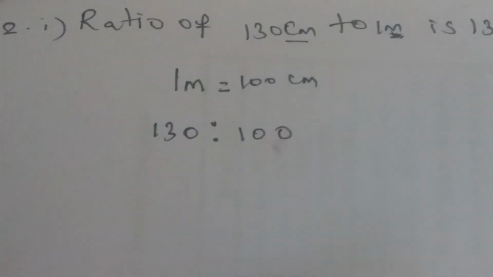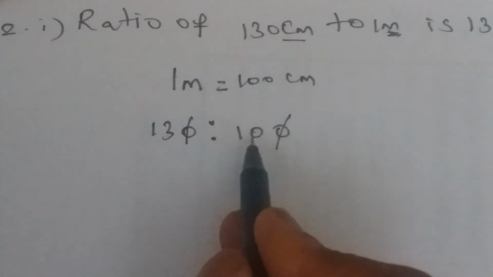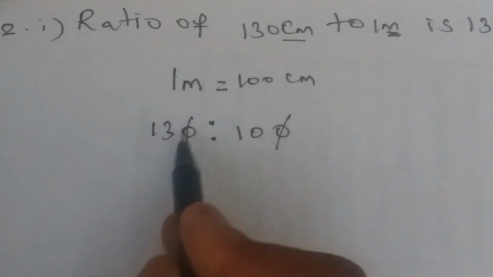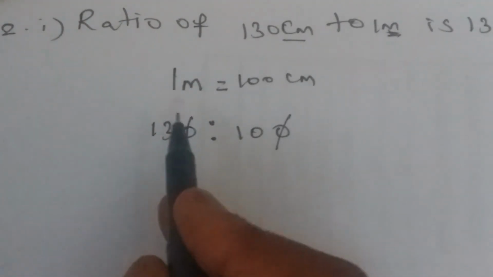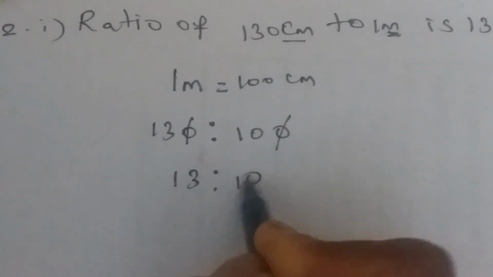We can divide by 10. Dividing by 10 means just cancelling 0, 0. Now 13 and 10. 13 is a prime number which is not divisible by any other number. That is, it doesn't come in any other table. Only one table and 13 table. So 13 is to 10 is the answer.